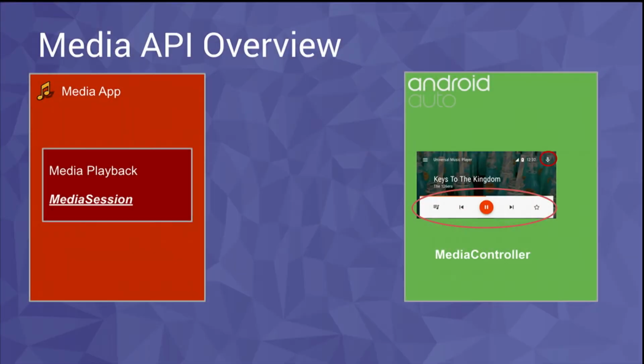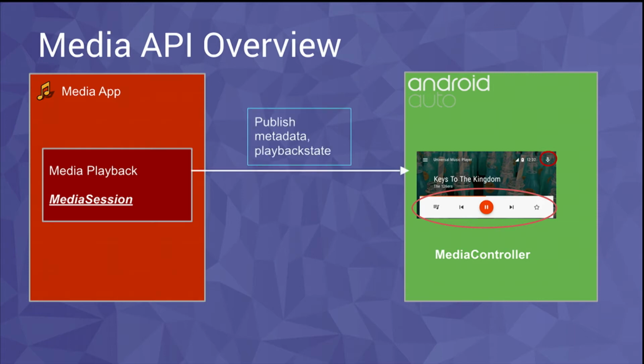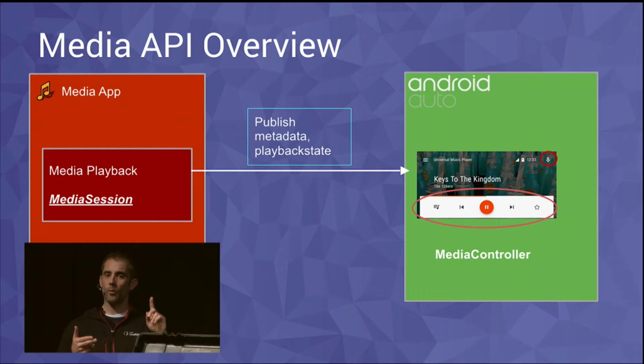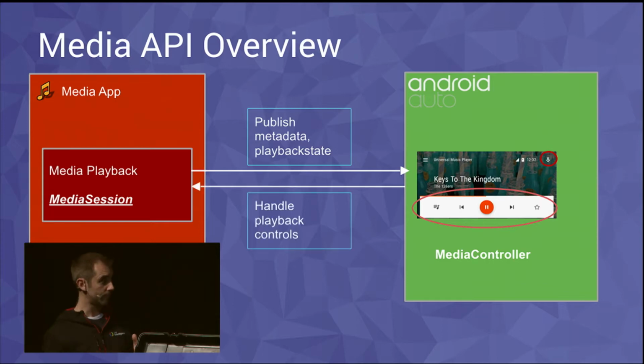So how does the media API work? Let's talk about how the media session support works. When we start to play a song, the media session communicates metadata to the head unit. It says, hey, we've got the song title, we've got the current playback state, are we playing or paused, how far are we through the song, and so forth. And we then have controls on the unit itself. Whenever someone presses those buttons, they're sent back to the media app on this end.